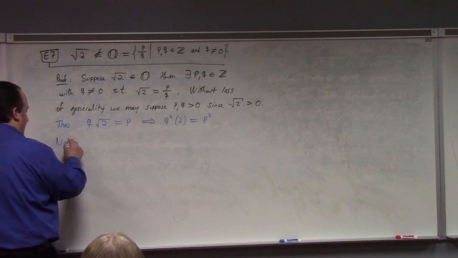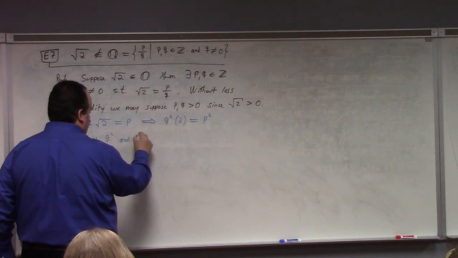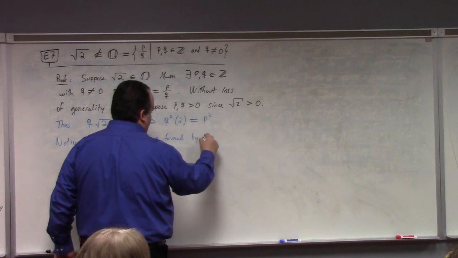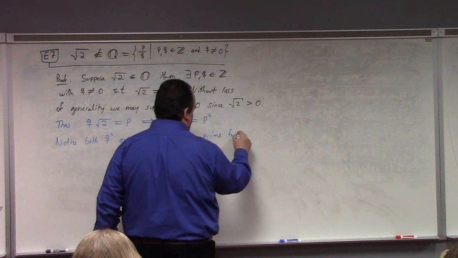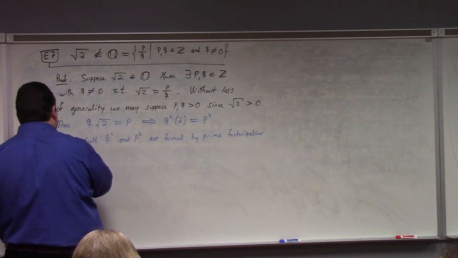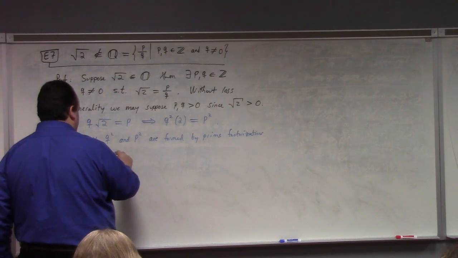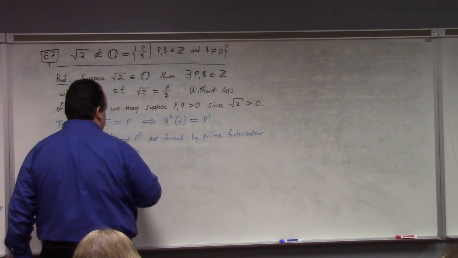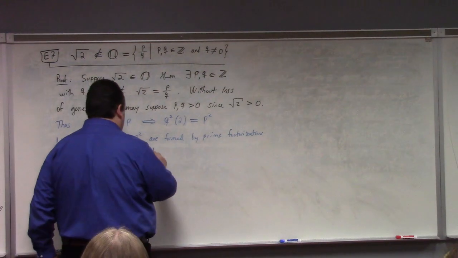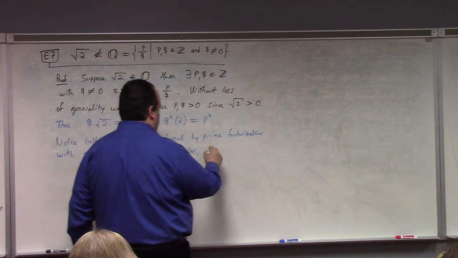Notice both q squared and p squared are formed by prime factorizations with even exponents, right? In particular, 2.